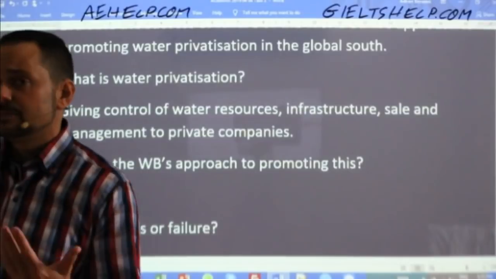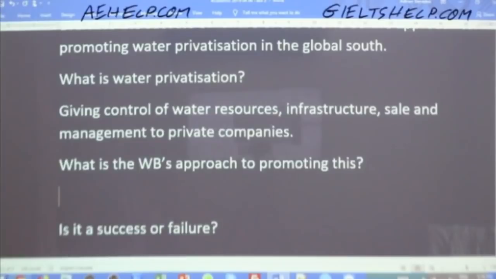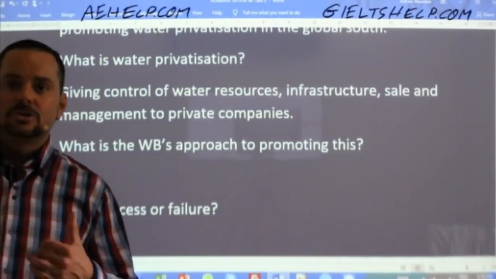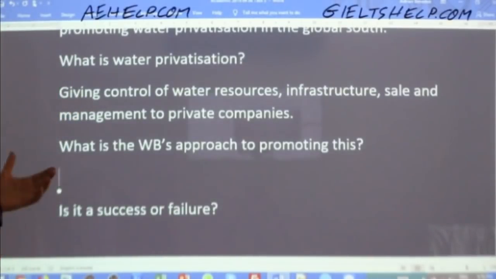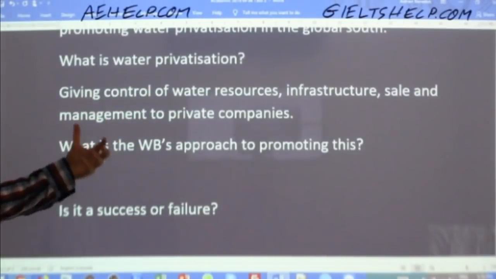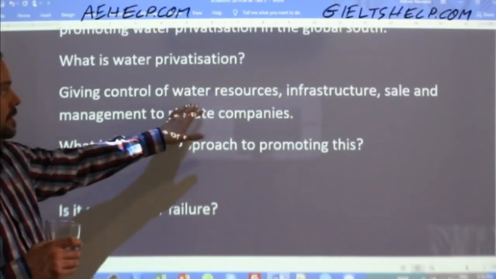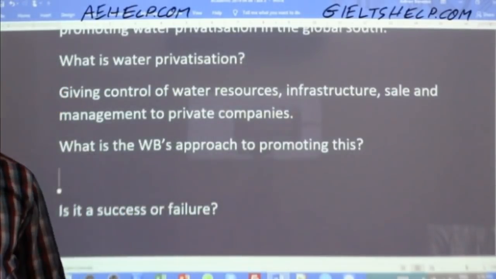Okay, it was a good question, Rahul. It looks really tricky at first, but if you go through the steps and think about it step by step, it will make sense. I would not be surprised if a similar type of Task 2 question came up on the IELTS exam. So I know what privatization is. It means to give control to a private company. So water privatization means give control of water to private companies. What is the World Bank's approach to promoting this?